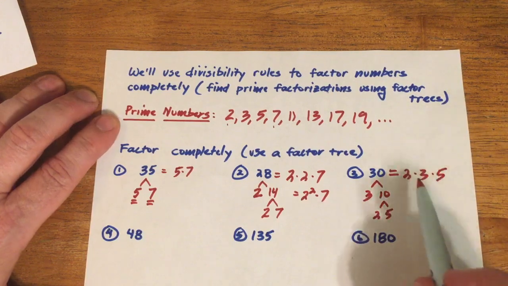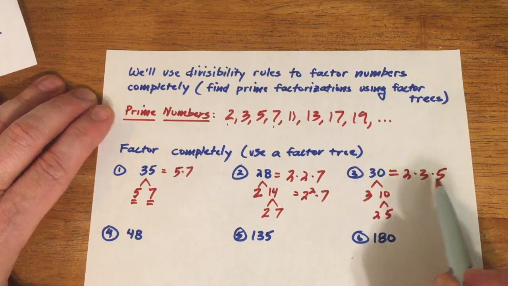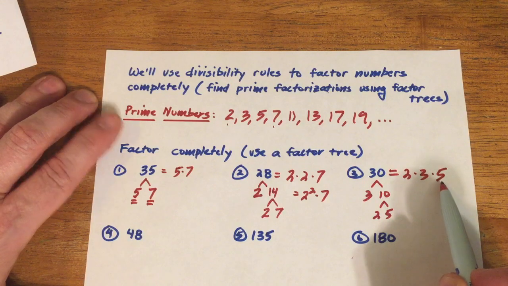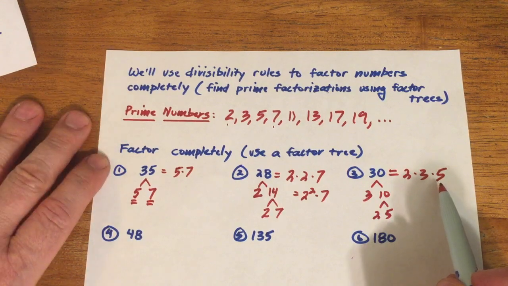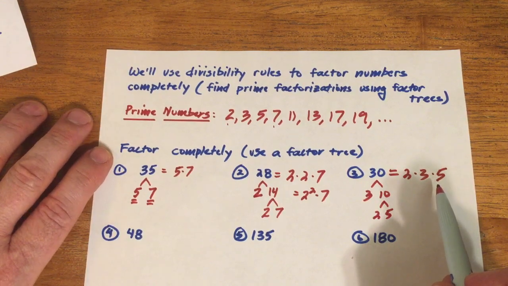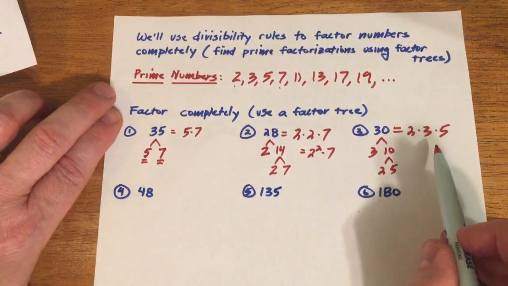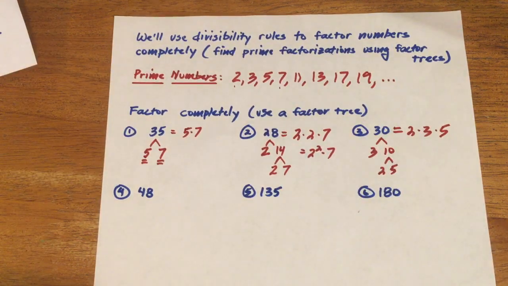And notice, usually you're going to write your factors here from smallest to greatest. All right, I want you to go ahead and try number 4 and number 5 on your own. So pause it, give those a try, please.